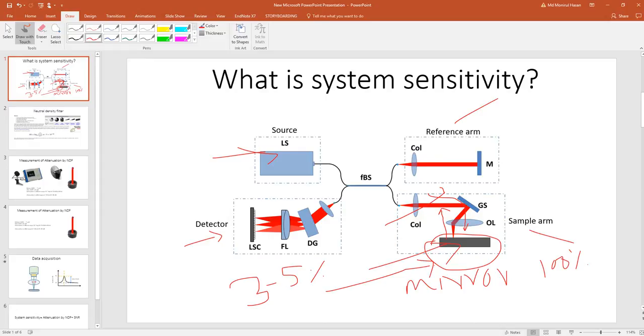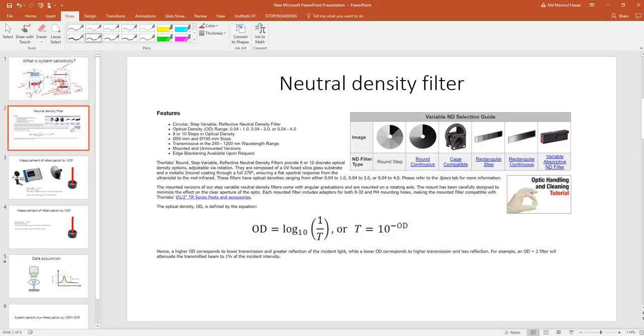Before going into detail, let's talk about something that we need to use. As I mentioned, we have to block some power if we use a mirror in the sample arm, because the mirror is 100% reflective. So one thing we need to do is use a neutral density filter. This is data we took from the Thorlabs website. There are different kinds of neutral density filters. This is round step type, this is round continuous, and you can use rectangular step too.